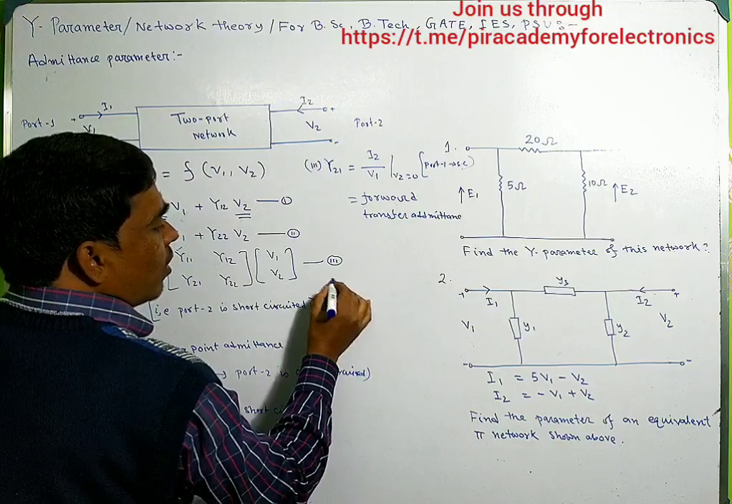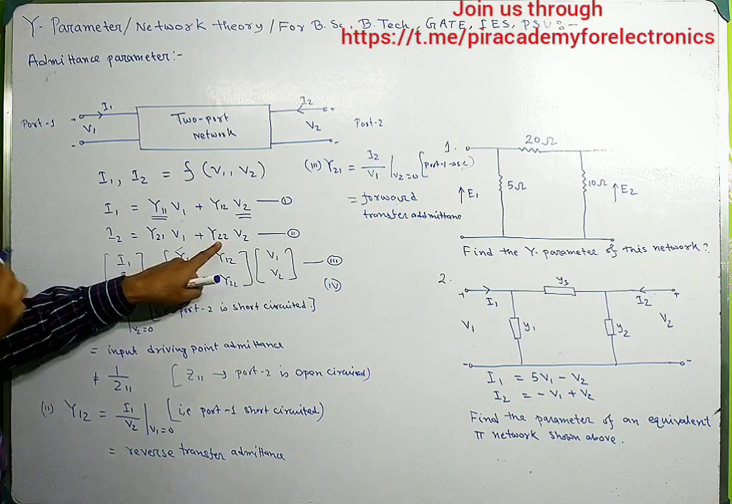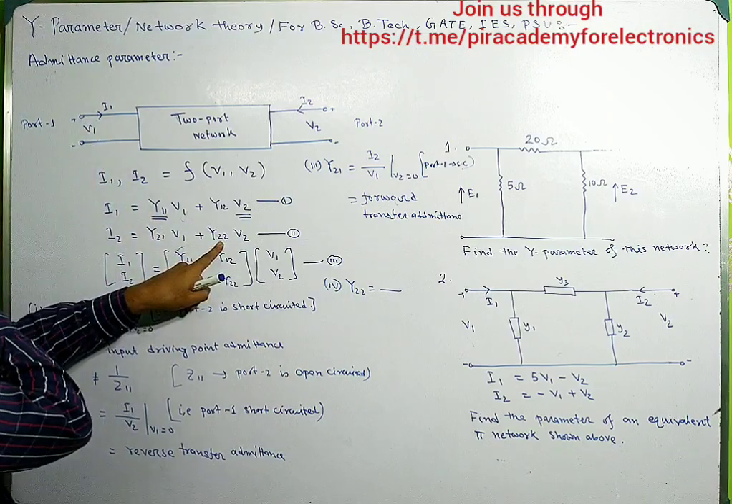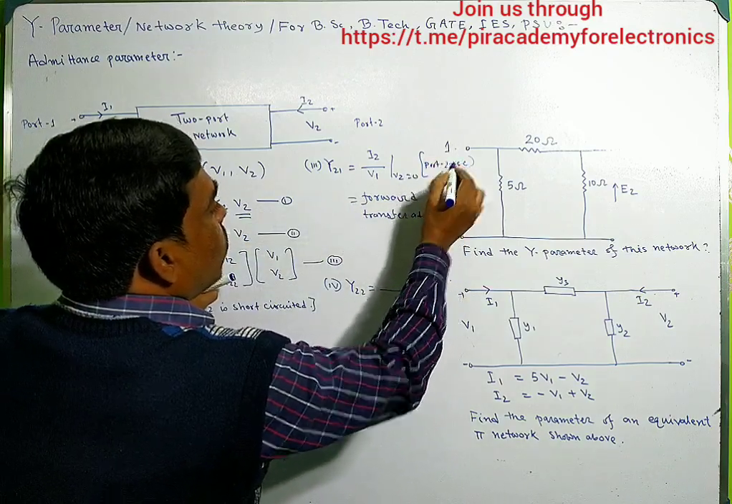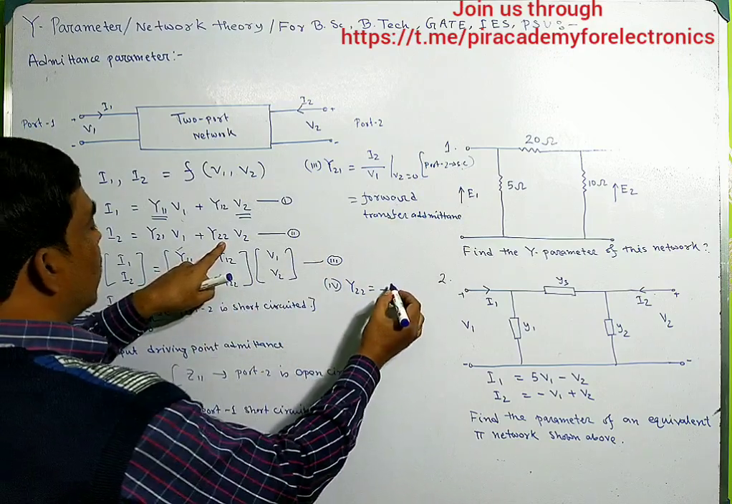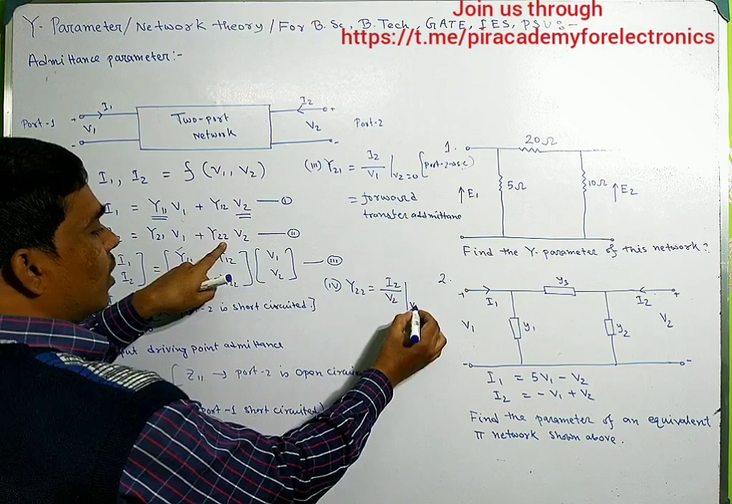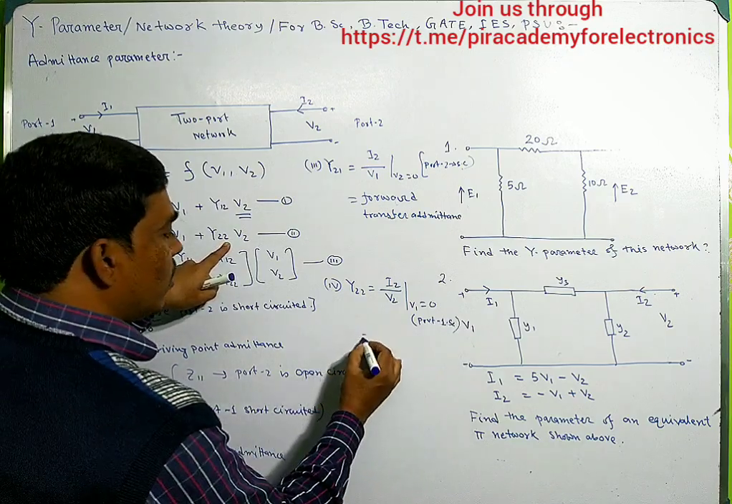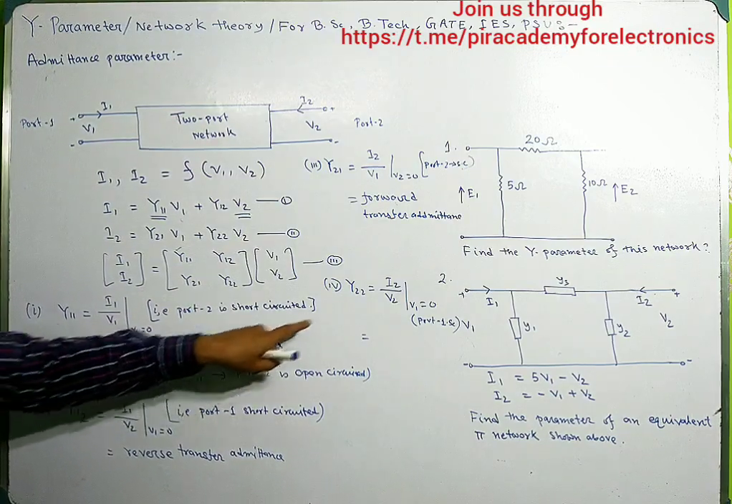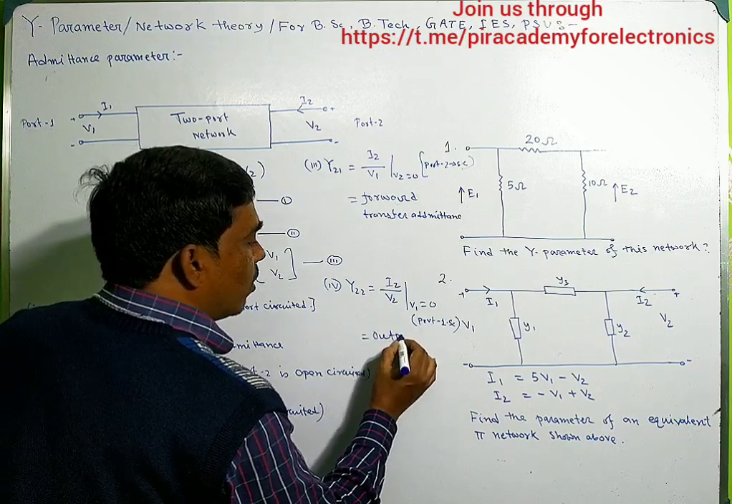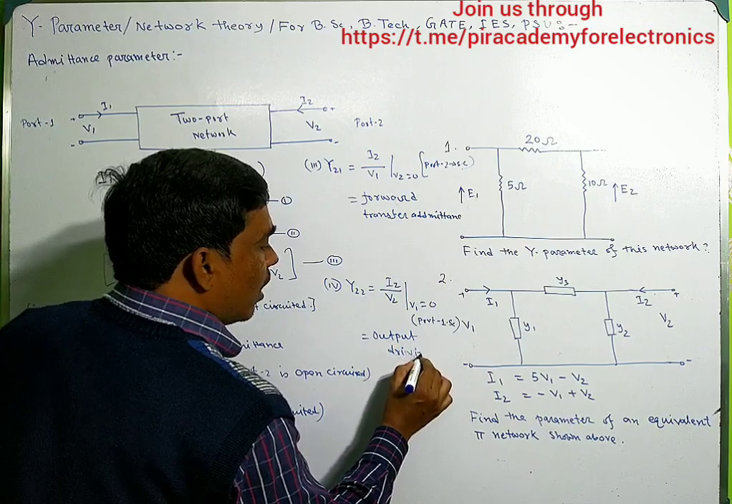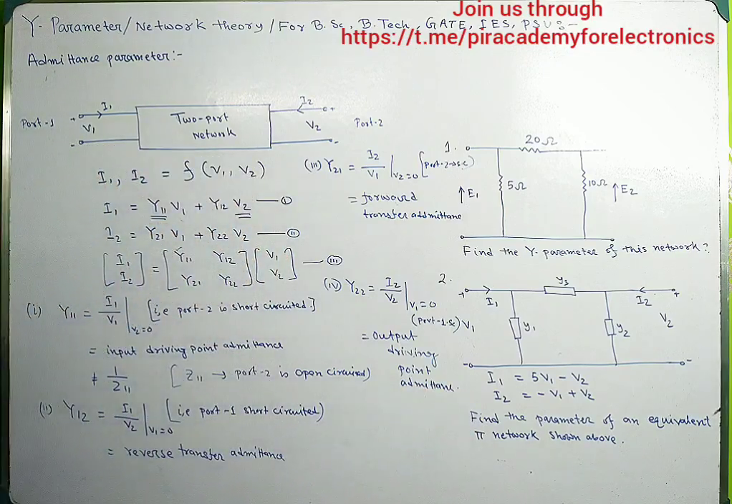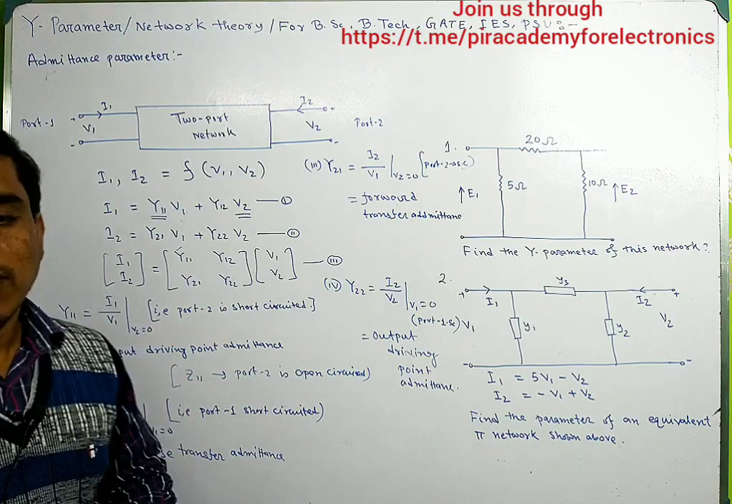Now number 4, we have to define Y22. To calculate Y22, V1 is 0, that means port 1 is short circuited. Here this is I2 divided by V2 when V1 is 0. So this is called output driving point admittance. These are the four Y parameters. In this way you can define them.